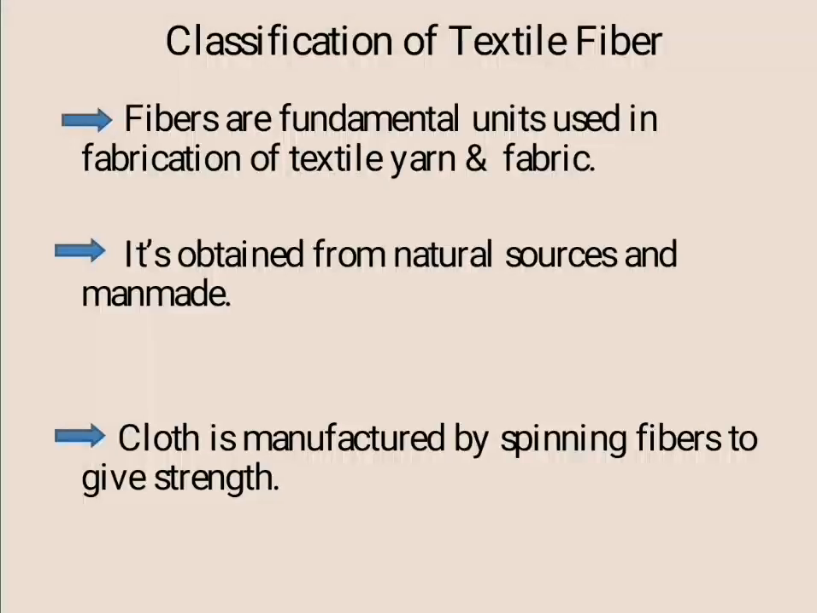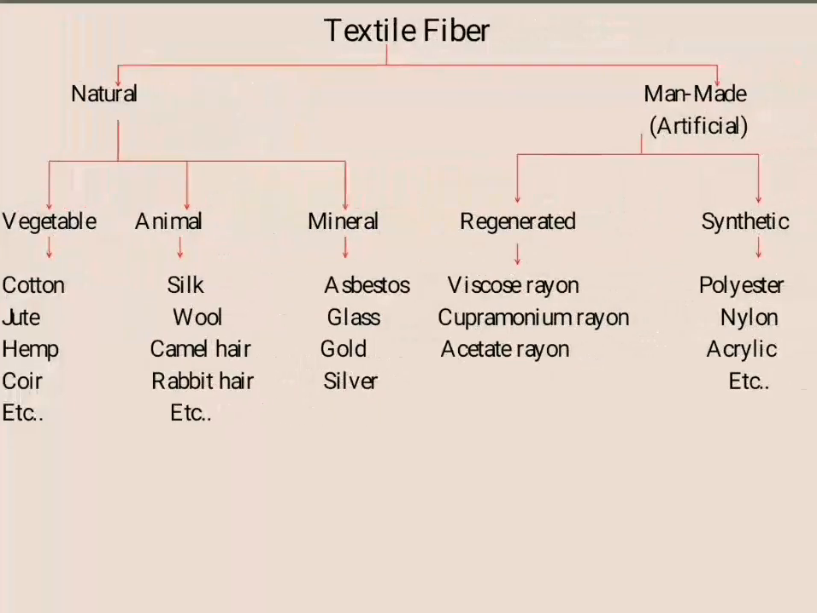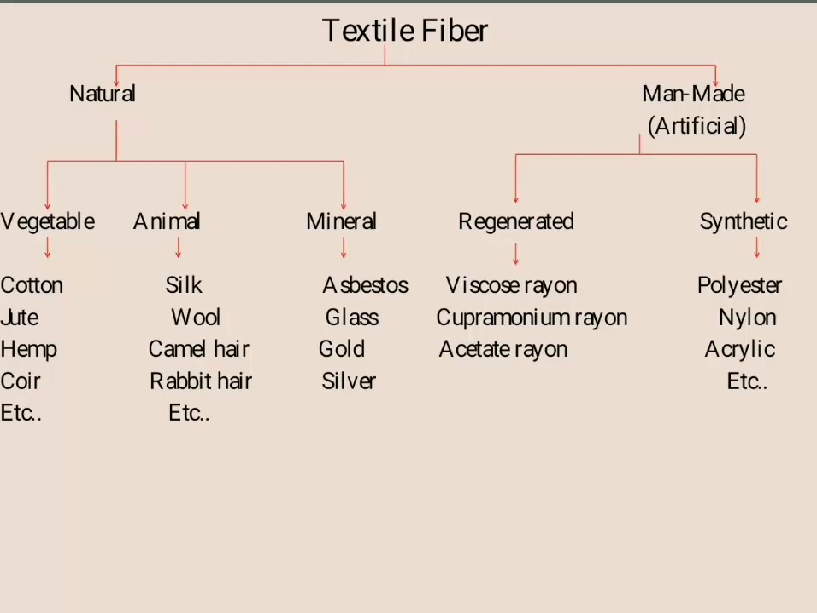Classification of textile fiber. Fibers are a fundamental unit used in the fabrication of textile, yarn and fabric. They are obtained from natural sources and man-made. The cloth is manufactured by spinning fiber to give strength. This is the classification chart. The fiber is classified as natural fiber and man-made fiber. Man-made means artificial fiber.